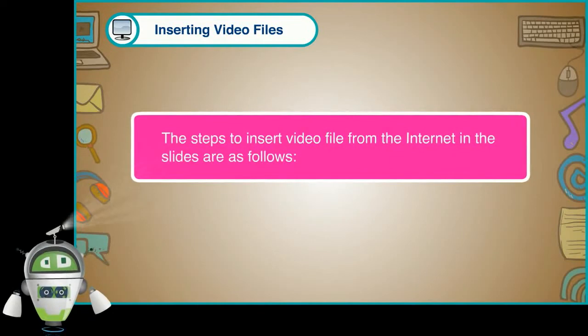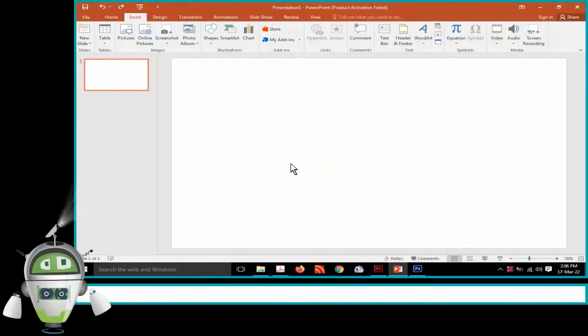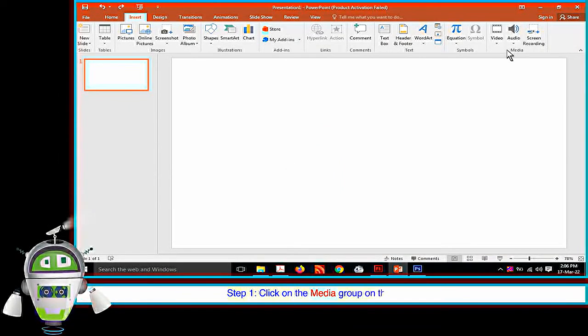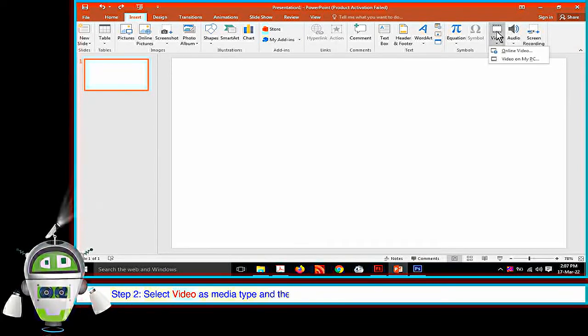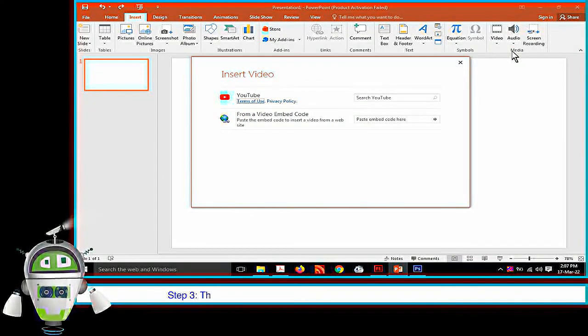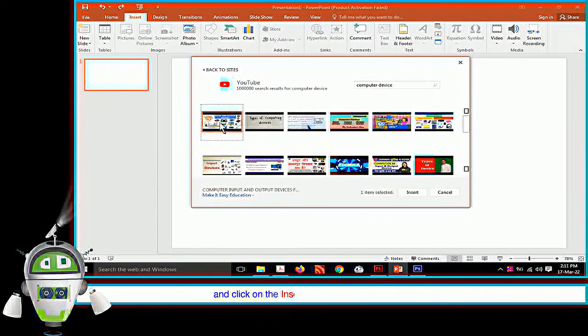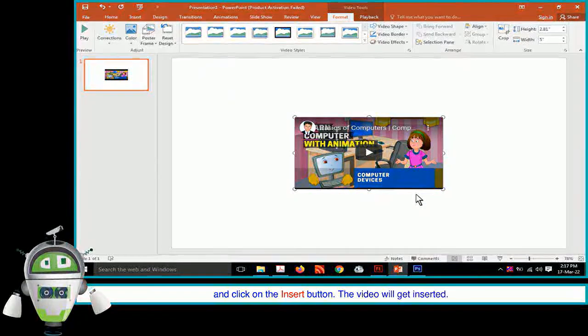The steps to insert video file from the internet in the slides are as follows. Step 1. Click on the Media group on the Insert tab. Step 2. Select Video as media type and then click on the Online Videos to insert a video from the internet. Step 3. The Online Video dialog box will appear. Enter the address of the video and click on the Insert button. The video will get inserted. Step 4. Click on the Play button to play it.